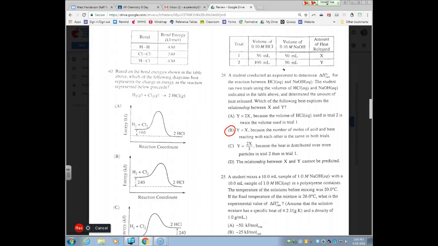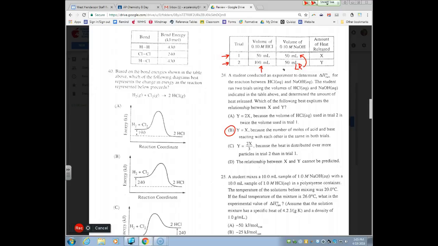In this case, in trial number 1, they're going to both run out at approximately the same time, and we would end up having none. In the second trial, we're going to have excess HCl because we just have more of it. And so NaOH is going to be my limiting reactant, which happens to be the exact same as in trial 1. So the amount of heat released for X and Y are going to be equal because the same amount are going to be reacting.